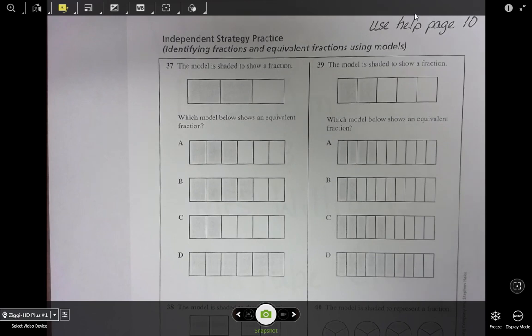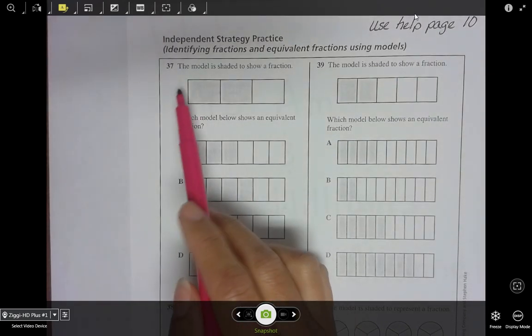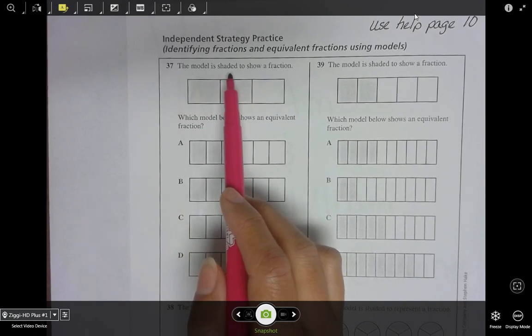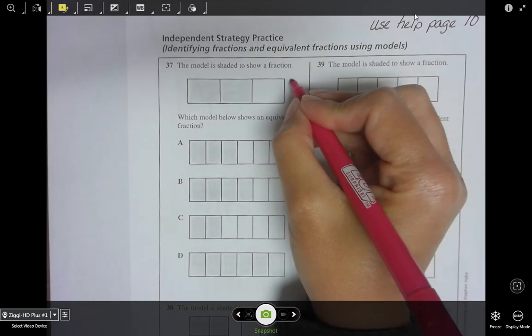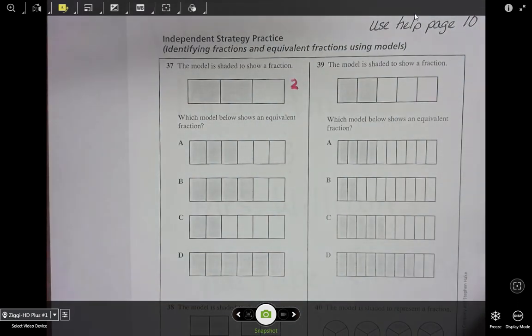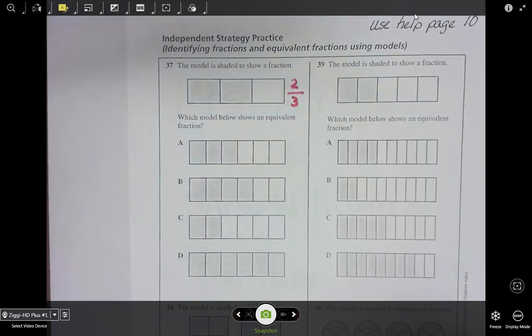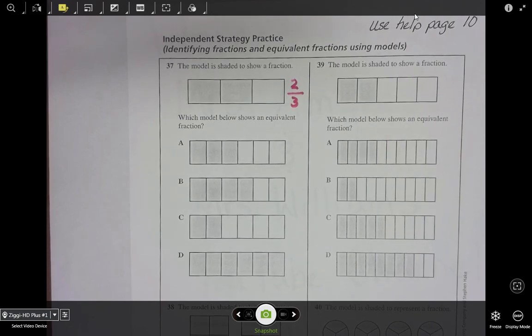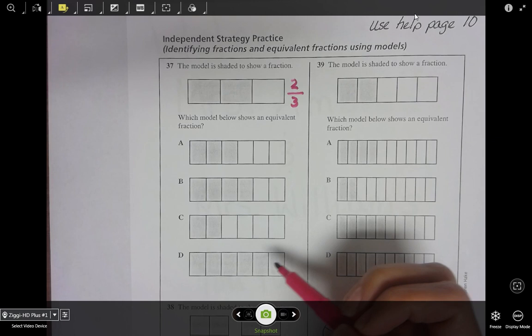The first thing that we have to be able to do is we need to go through and look at the question. And it says the model is shaded to show a fraction. So if you look at that, how many of those are shaded, Miss Williams? There are two that are shaded. Two that are shaded, so that's our numerator, and it's out of our total, which is 3. So we have 2/3 of that fraction is shaded, and we want to find out which one of these is equivalent to the same amount.